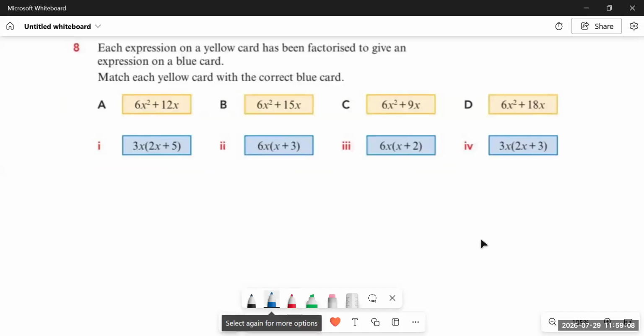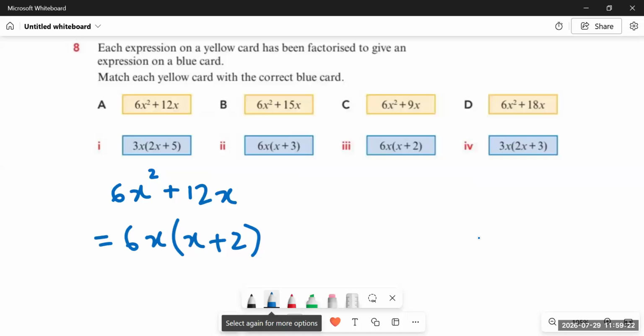So starting from 6x squared plus 12x, you can see that 6 is the highest common factor of 6 and 12, and between x squared and x we have discussed that x is in common. So we are left with x plus 2. Which one does it match with? So that's number 3.